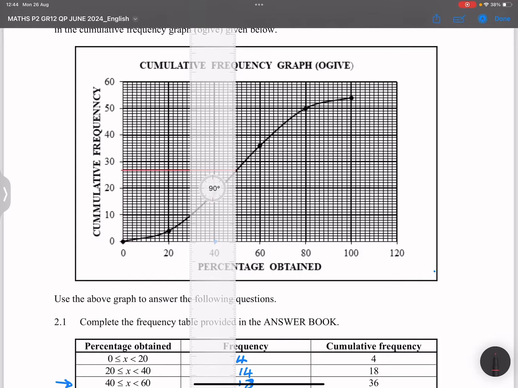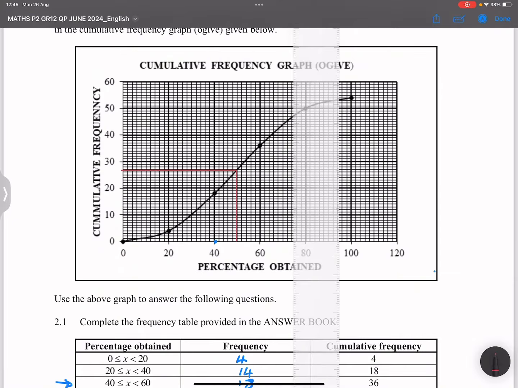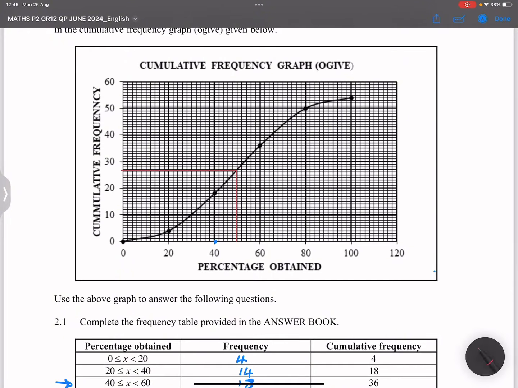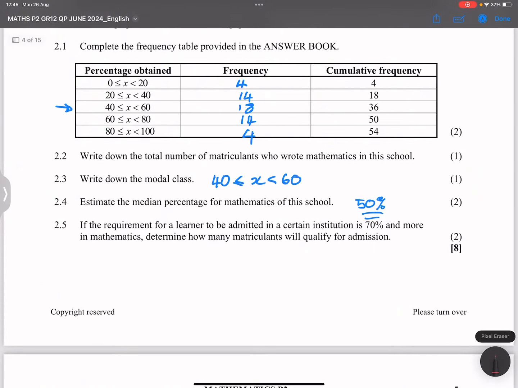And what is the value that corresponds to 27, the percentage? I can see those increase in twos in that case. So that's 40, 42, 4, 6, 8, 10. So that should be 50. All right, so that means that our estimated median percentage for mathematics at the school is exactly 50%.